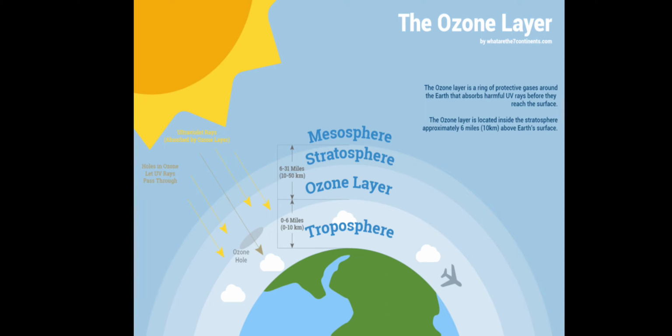Without it, the ultraviolet or UV rays from the sun will enter the earth. UV rays are the sun's harmful rays. They can cause skin cancer and cataract. They can also increase the temperature of our planet. So, if the ozone layer is damaged, it can cause many more problems.